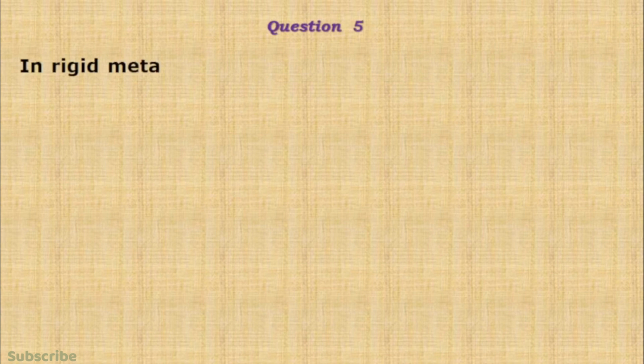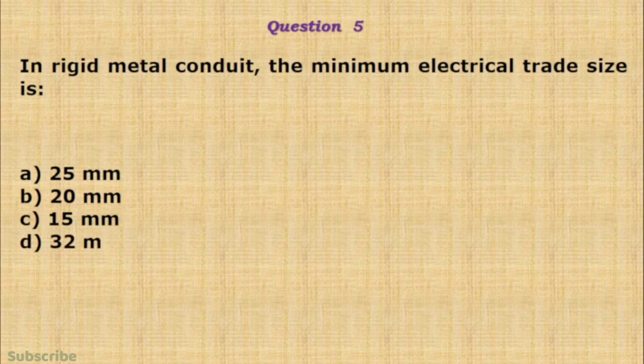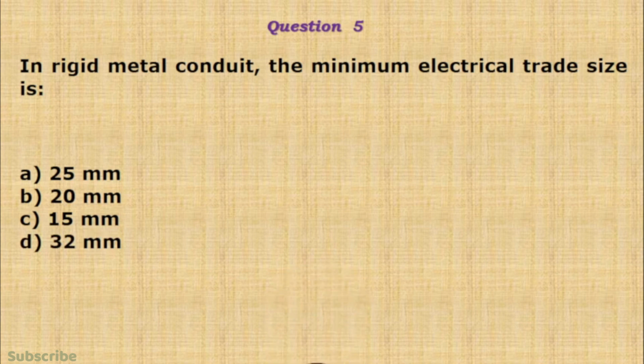Question number 5. In rigid metal conduit, the minimum electrical trade size is A. 25 mm. B. 20 mm. C. 15 mm. D. 32 mm. The correct answer is letter C, 15 mm.